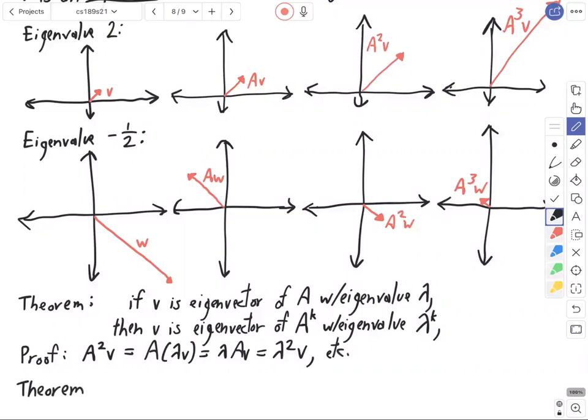Another observation that we want to make about eigenvectors applies when A is an invertible matrix, only when A is an invertible matrix.